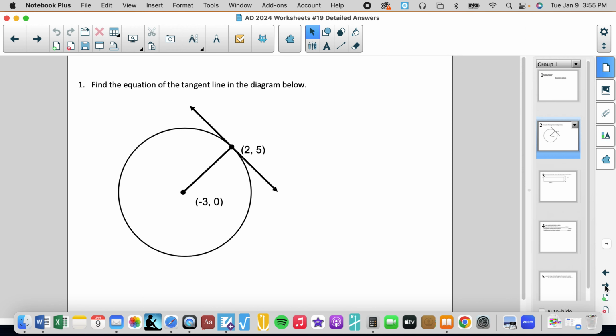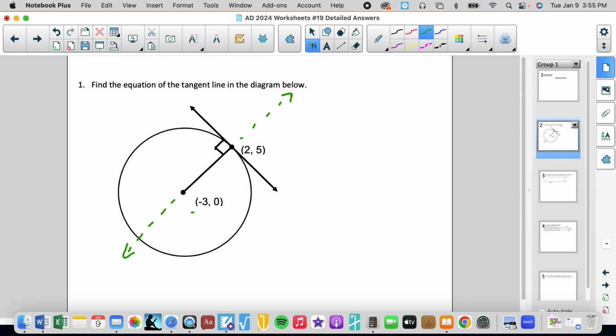So we have this radius inside of a circle, and we have a tangent. Remember we talked about this earlier: every tangent to a circle is always going to be perpendicular to the radius coming off of it. That's a really neat thing. So if we extended this line, it would contain both of these points.